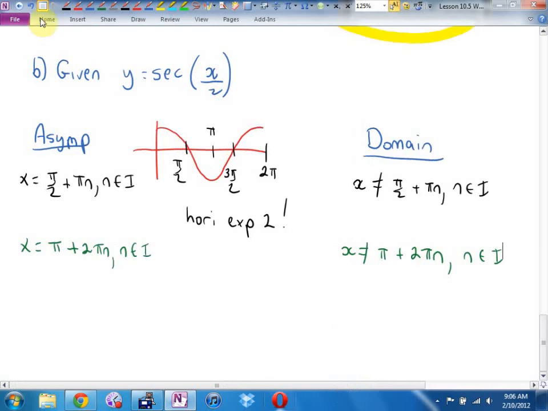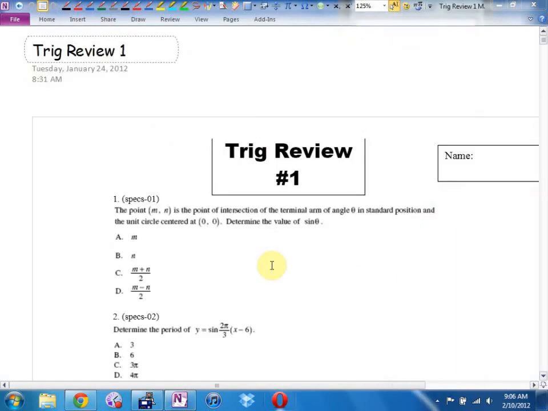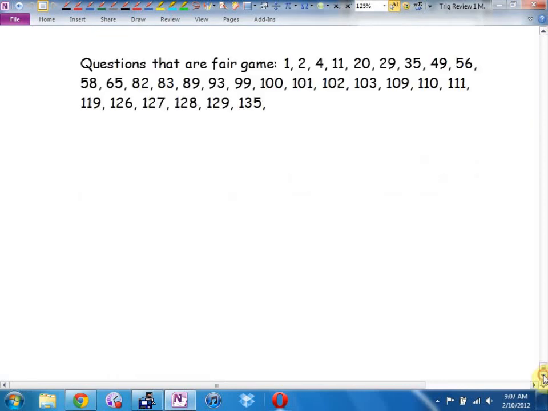I have one more thing we need to do before I completely turn you loose. Bear with me for 1 second here. Can you get out trig review number 1, please? When I gave you some questions to try when I was away, I skipped all the asymptote reciprocal trig function questions. I'm just going to tell you which ones you can also try for good practice, because the textbook, unfortunately, doesn't have a lot of good ones. I said questions that are fair game, and I'm just going to add here. Also, you can either circle these or write these down.